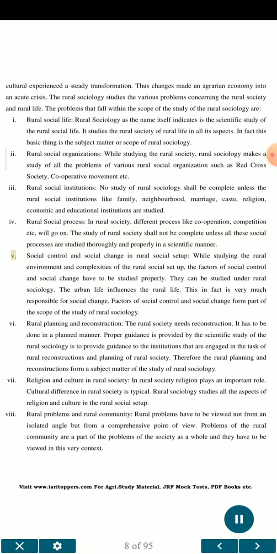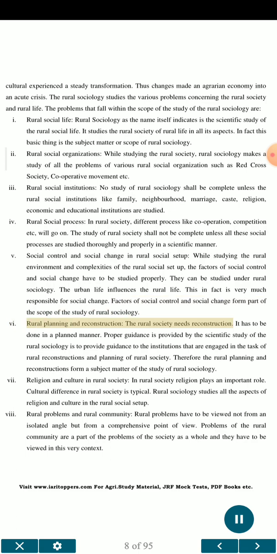5. Social control and social change in rural social setup. While studying the rural environment and complexities of the rural social setup, the factors of social control and social change have to be studied properly. They can be studied under rural sociology. The urban life influences the rural life. This in fact is very much responsible for social change. Factors of social control and social change form part of the scope of the study of rural sociology.